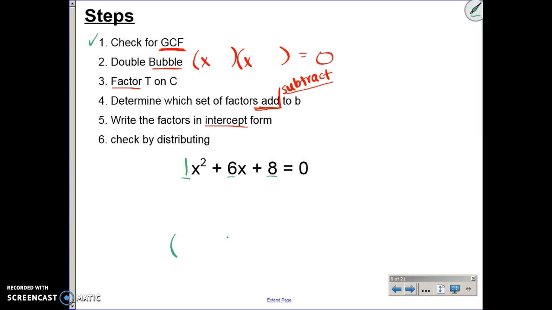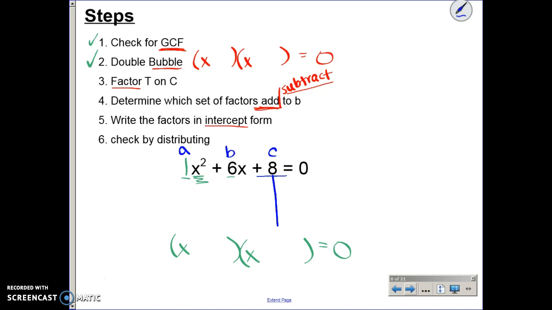Second step, set up my bubbles, or my parentheses. And since it's x squared, it's going to be x in the front. Whatever variable you're using, you just put that in the front. So that's done. Alright, factor T on c. Well, c is the number by itself, so 8 is my c. This is b, this is a. And I'm going to make a factor T.